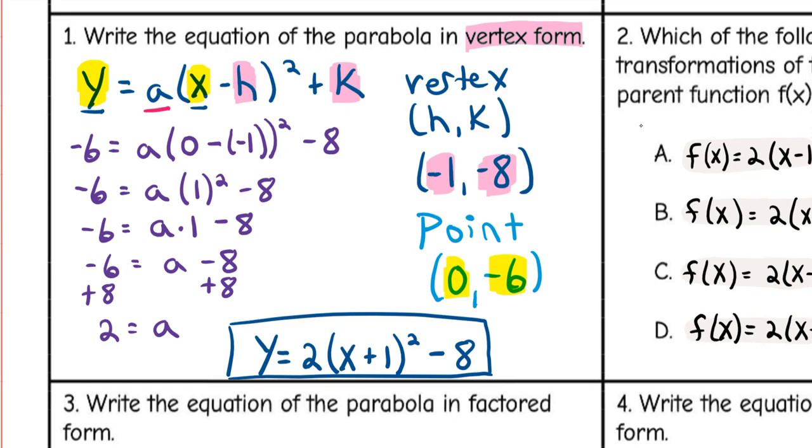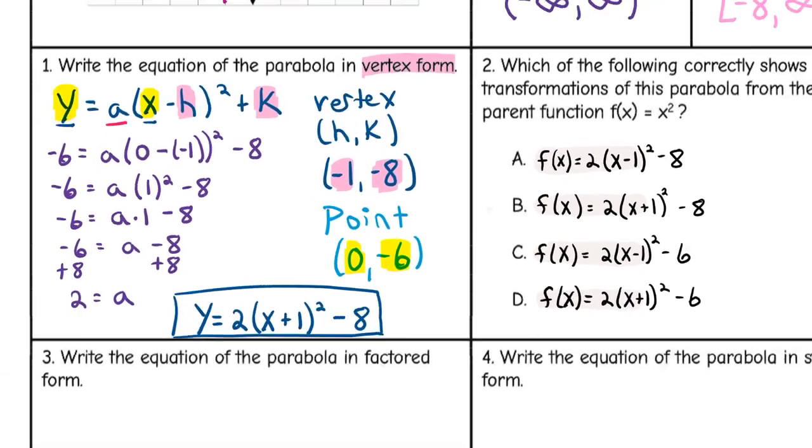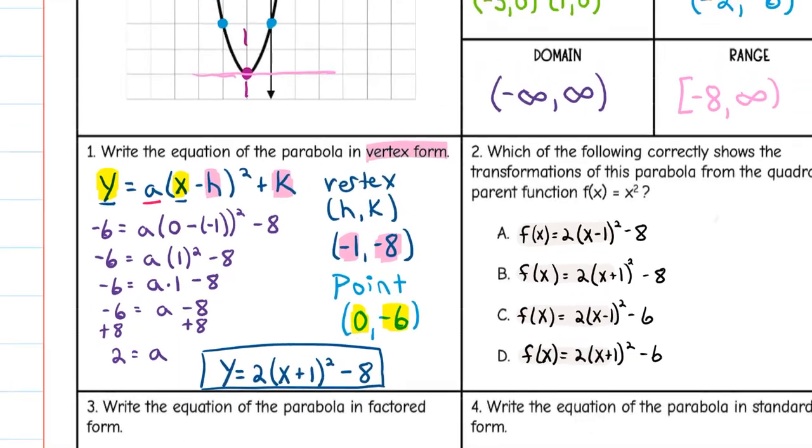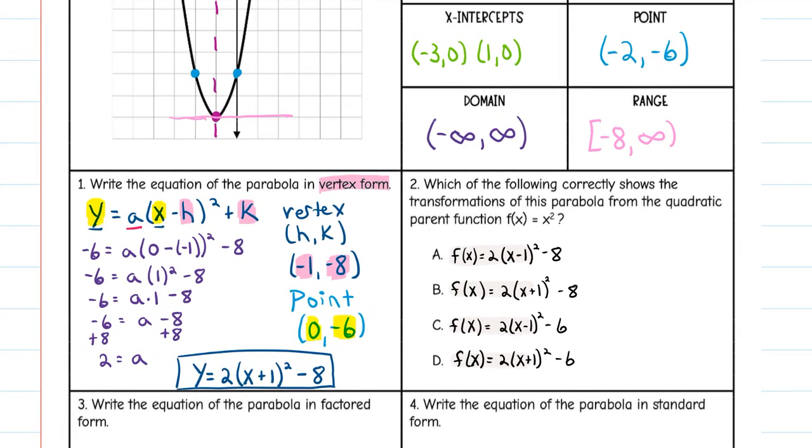All right, so now that we've looked at the form, it's easy, or at least I hope it is, to look at our graph and figure out which one of these matches with what we just did. So we can see that it matches with b, which is f of x, or y, equals 2 times the quantity of x plus 1, quantity squared, minus 8, because we just put it into vertex form.